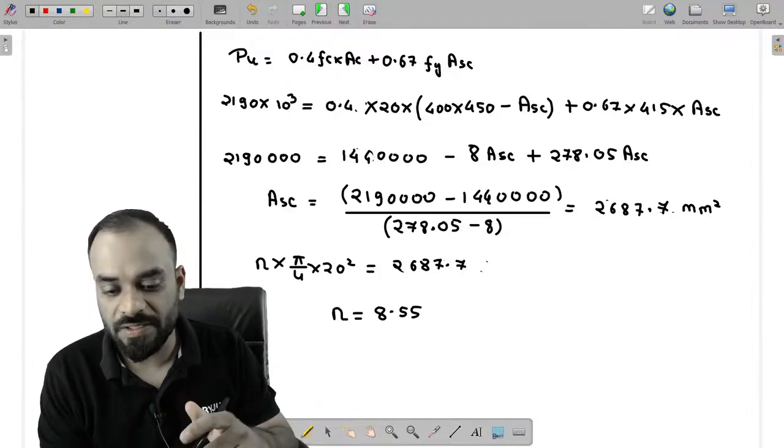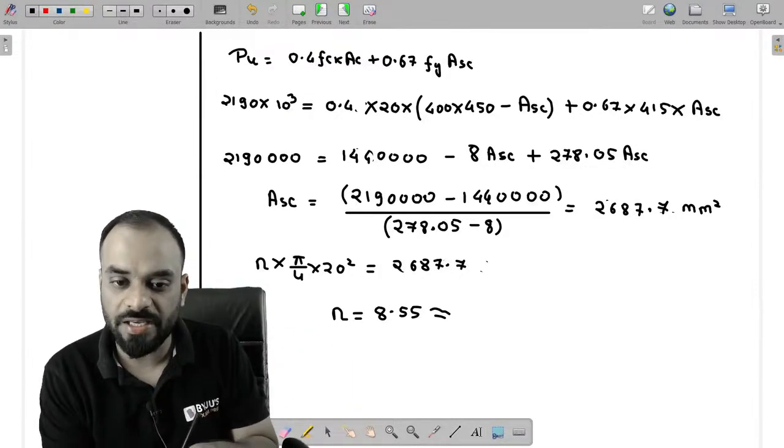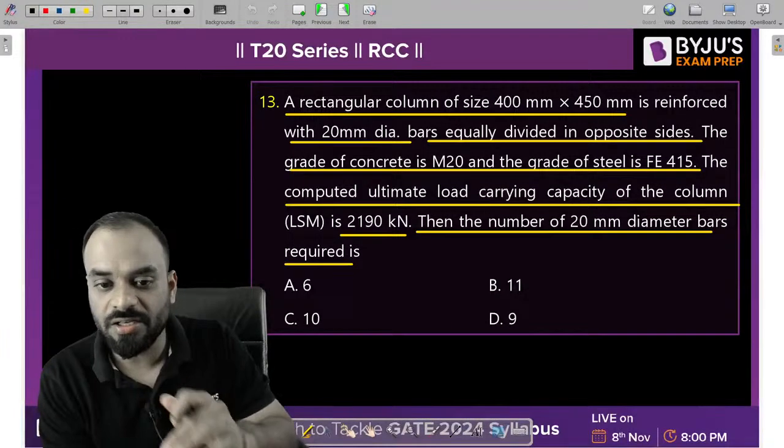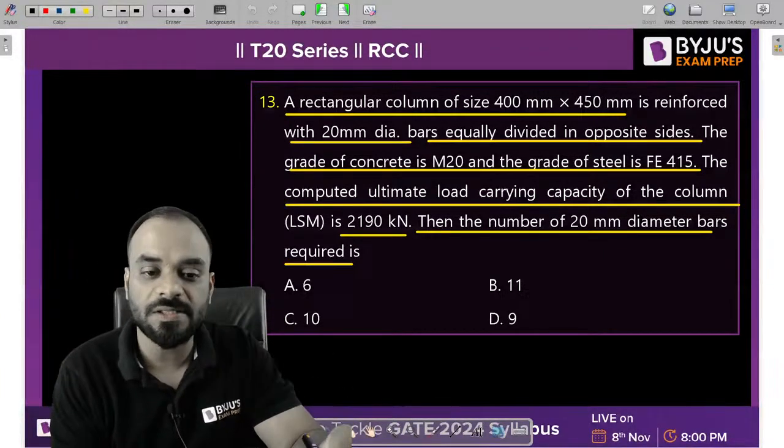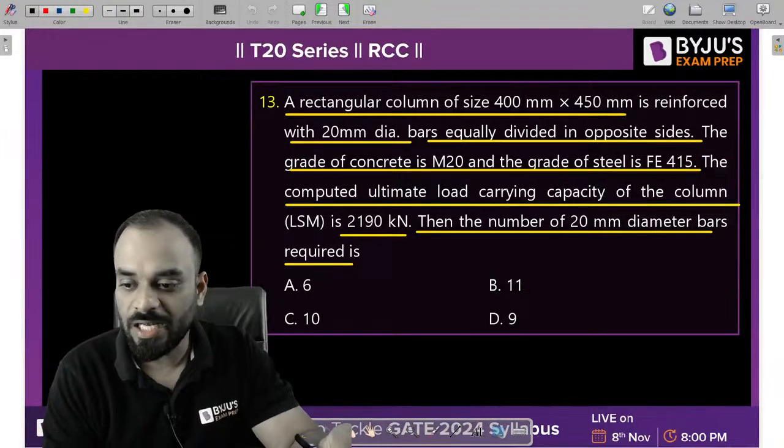and what will be your answer? We can round it off as 9. Okay. Now check it, guys, which particular answer you have to put. There are 4 options: 6, 11, 10 and 9. Tell me which is the correct answer.